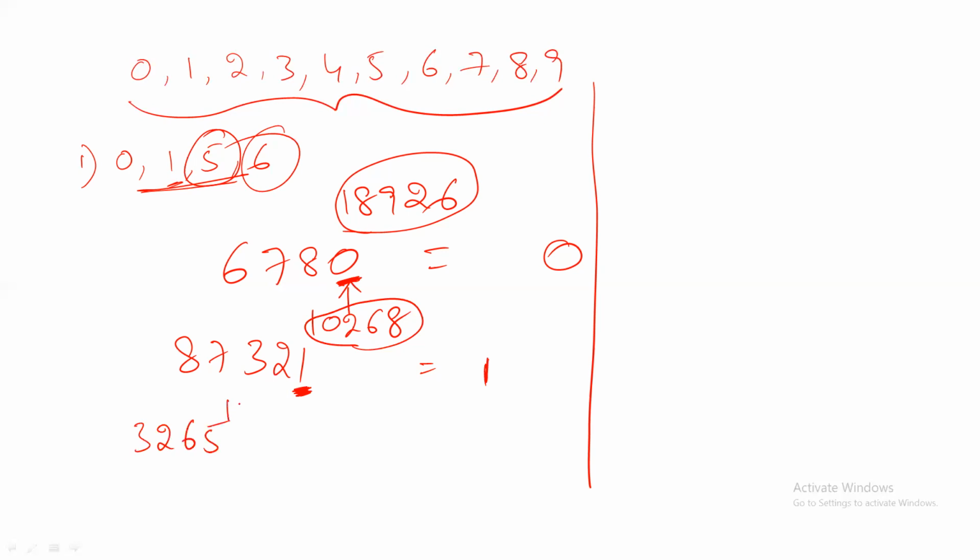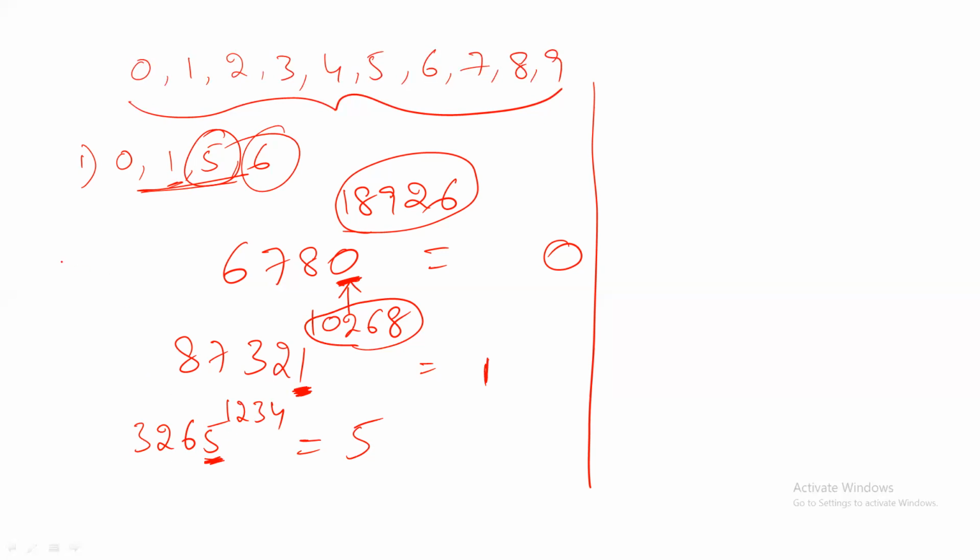3265 to the power of 1234. Now here, the number ends with 5. To the power of any value, either it may be 1, 2, 3, 4 or 5, 6, 7, 8, whatever it is, for sure this number ends with 5. Any number ending with 5 to the power of any value always ends with 5.